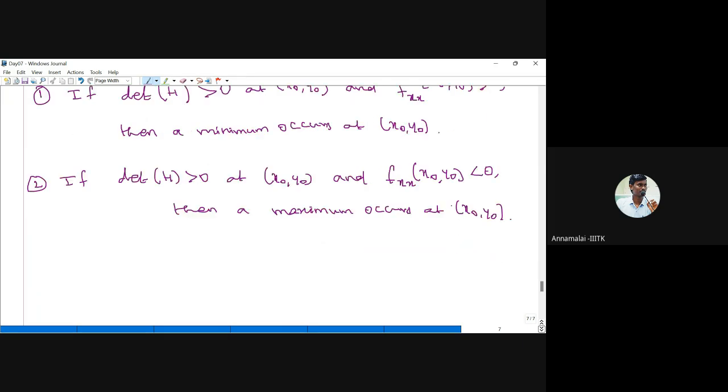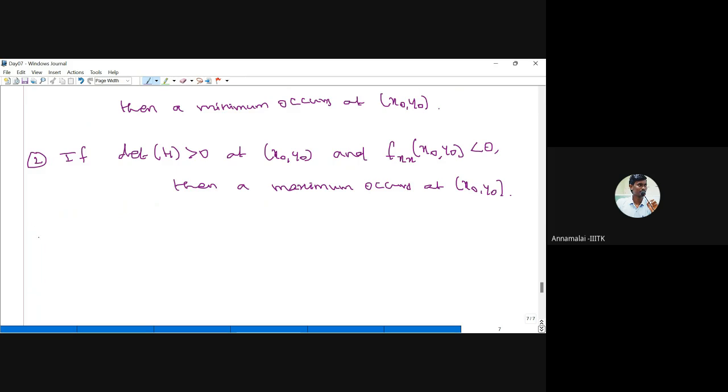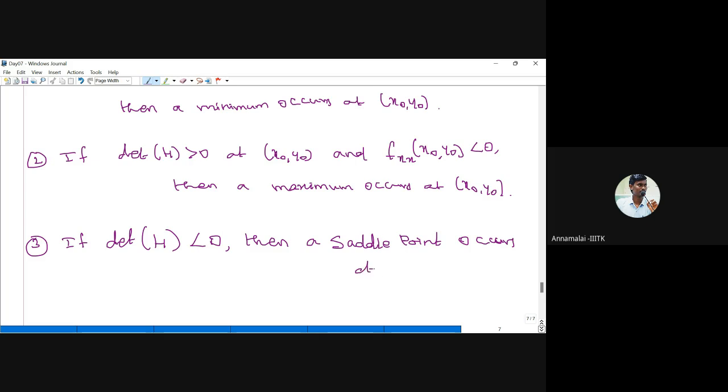Now, third one is, suppose the determinant is negative. Suppose the determinant of the Hessian is negative, then we say the point is a saddle point. Then a saddle point occurs at the point x naught comma y naught.